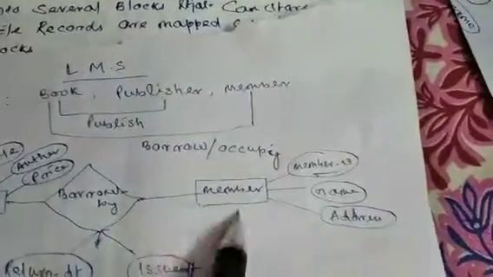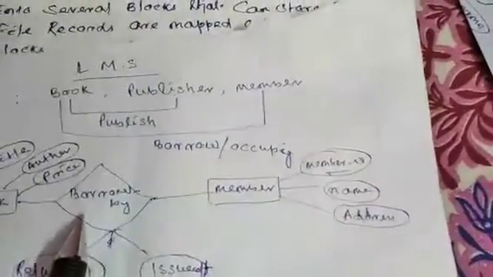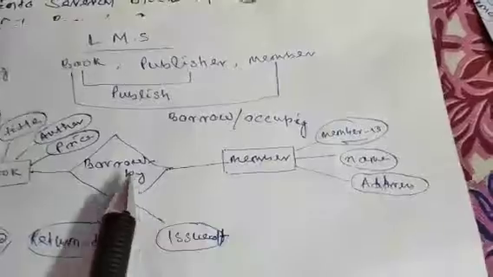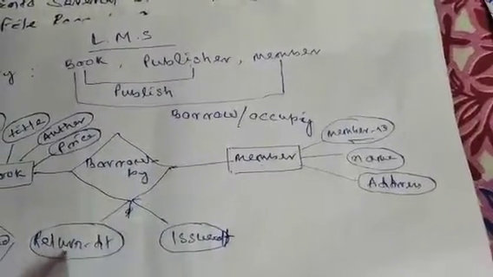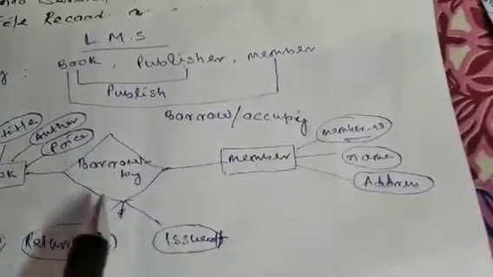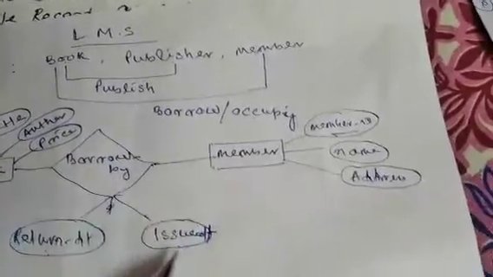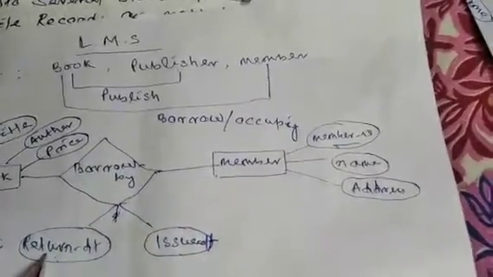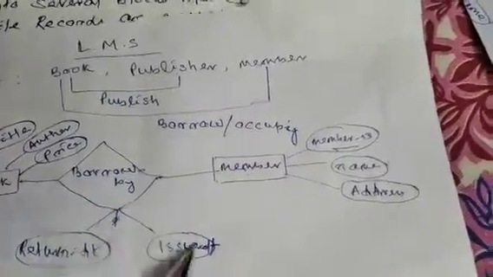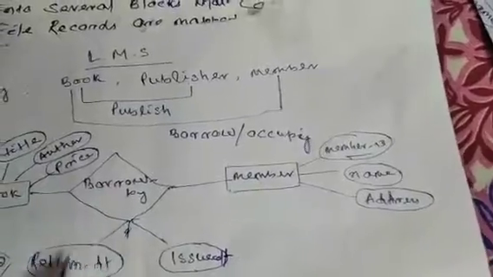So book and member are related, and the relationship is borrowed by. Again I am considering here two attributes, issue date and return date. The book is given to the member on a particular date, that is the issue date, and when the member returns the book, that is the return date. These two dates must be maintained by this system.